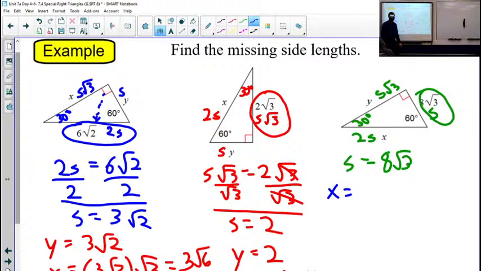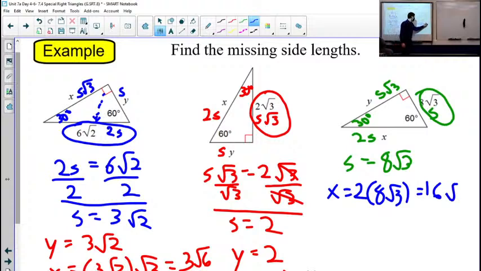So to get x, we're going to take that short leg, S, and the pattern says to take that S and double it. Everything outside the square root, we have 2 times 8, which is 16. Everything inside the square root, just square root of 3.